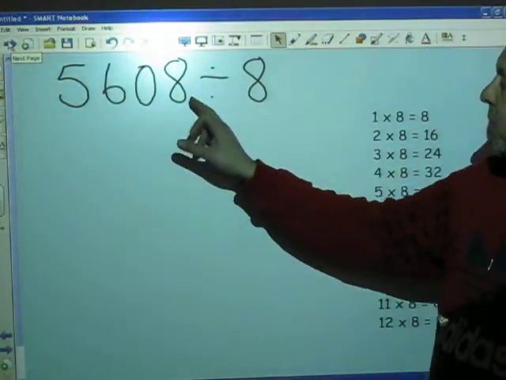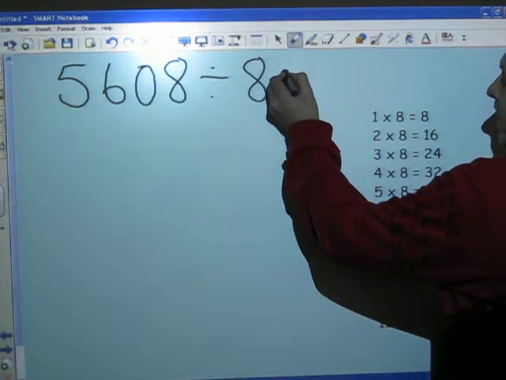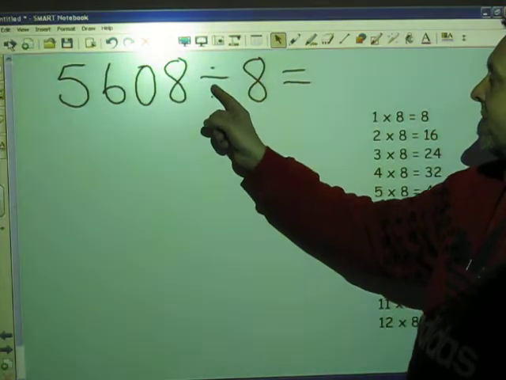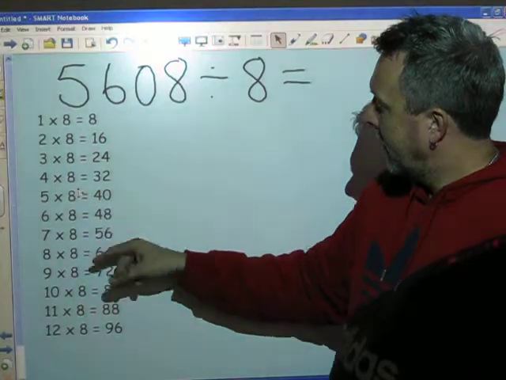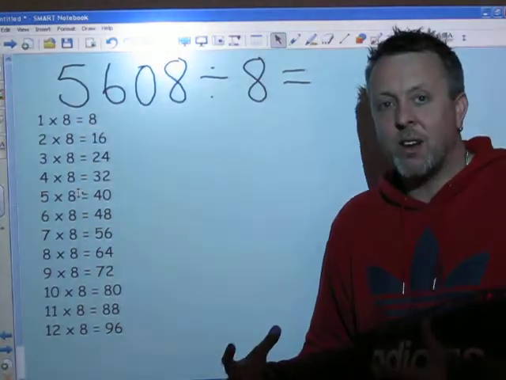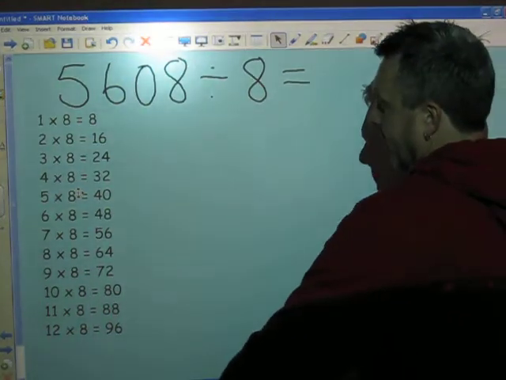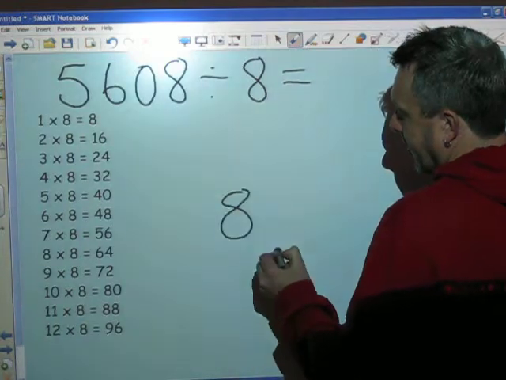I have a 4-digit number divided by a 1-digit number. So we have 5,608 divided by 8. Here I've written down my 8 times table. I'm going to be using my 8 times table to solve this calculation. We're going to set it up the same way, using the goes into method.